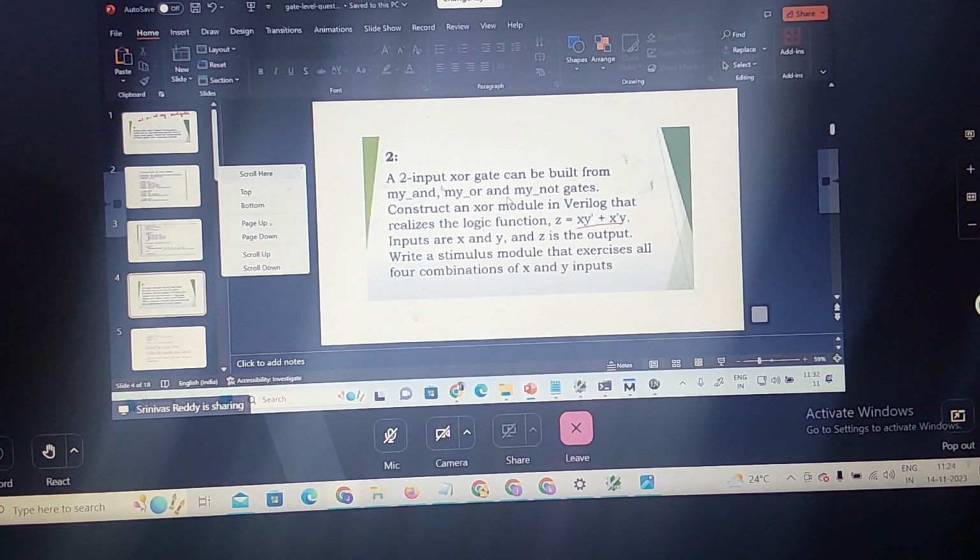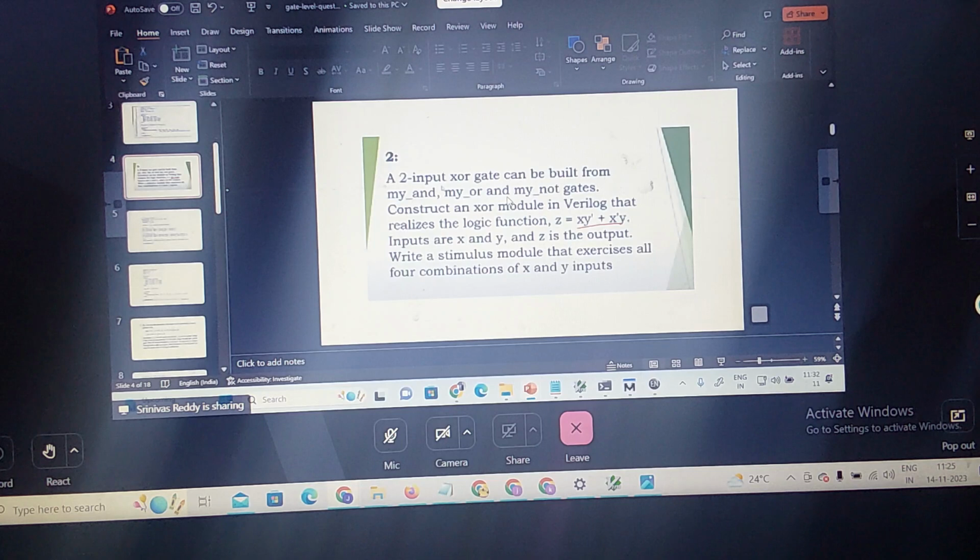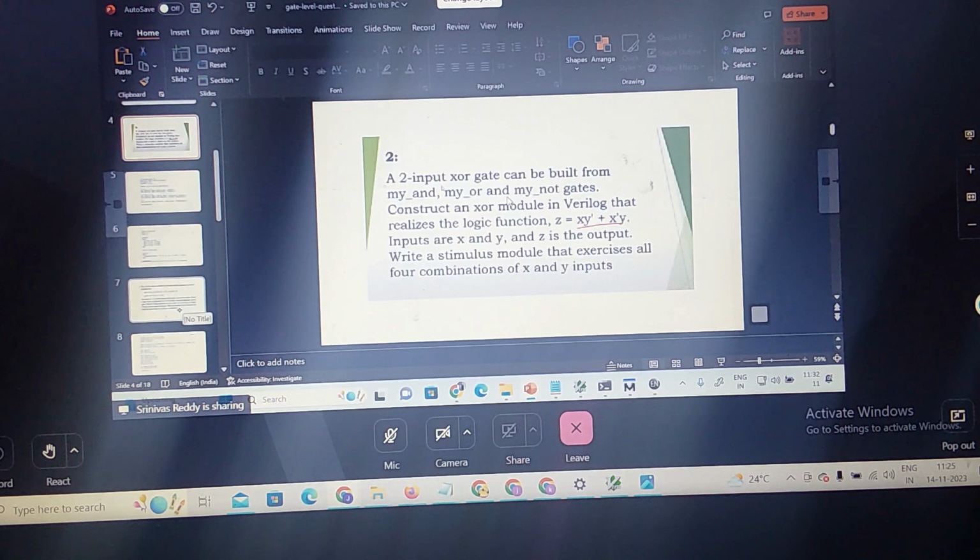Any doubt in this question? So what you need to do is build the two input XOR gate from my AND gate, my OR gate and my NOT gate. These you already built above using NAND gates. Then build the XOR. This is another question, and then you can go ahead with this.